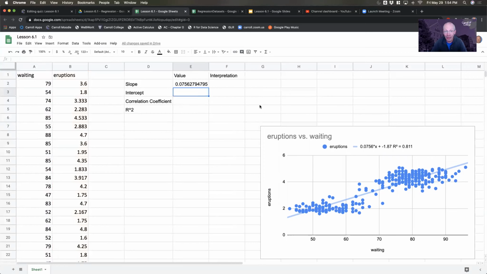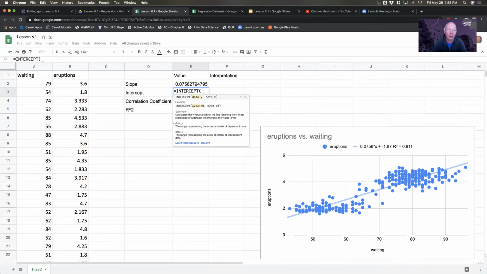It's the same thing I got, but I've actually got more decimal places now. And I've got a way to reference it in the spreadsheet. So this is actually hugely advantageous. My intercept, well, let's try typing the word INTERCEPT, good. My data y is in column B. My data x is in column A.